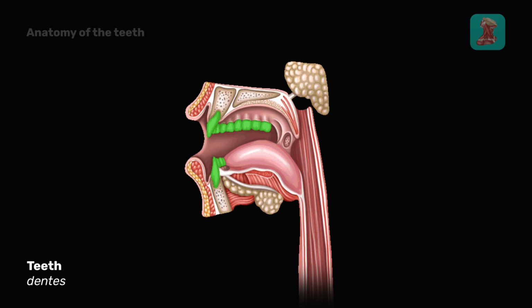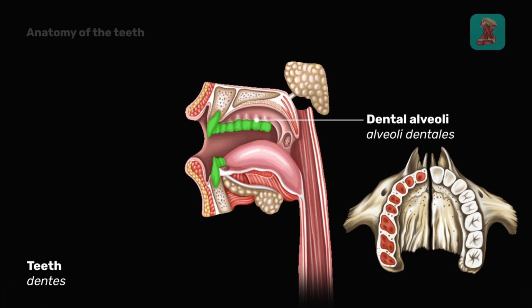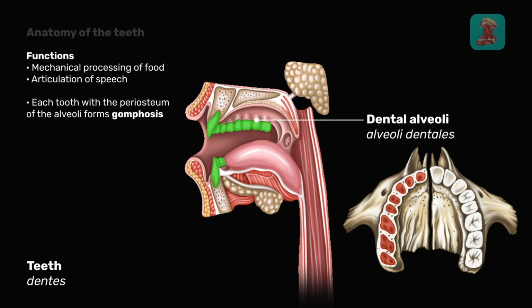Teeth are the organs of the digestive system which are located in the alveoli of the jaws and take part in the mechanical processing of food and articulation of speech. The roots are rigidly fused with the periosteum of the alveoli, forming a synarthrosis, which is called gomphosis or dentoalveolar syndesmosis. An adult has 32 permanent teeth, and a child has 20 deciduous teeth.